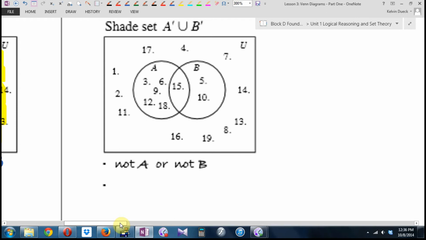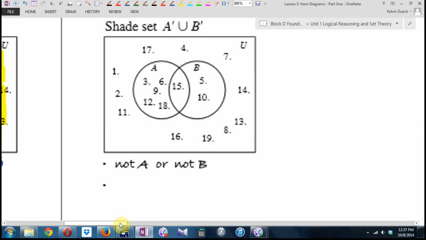A prime union B prime. Union means one or the other or both. So not A or not B or both. Yeah. Wouldn't it be the same answer as A and not B? Because you can't have both.